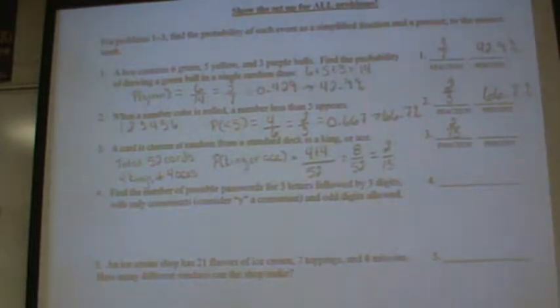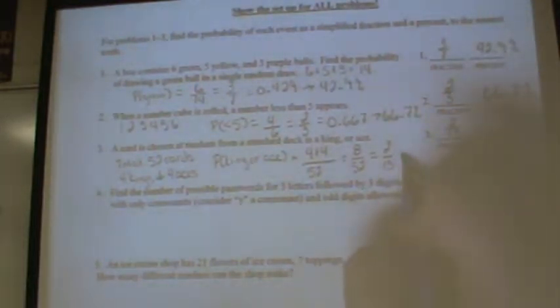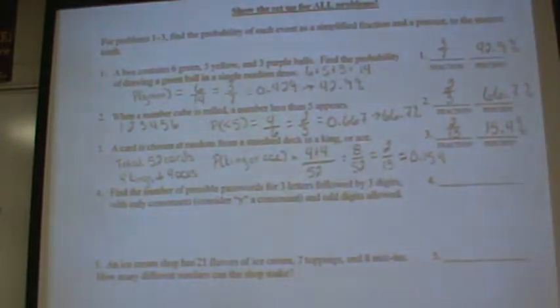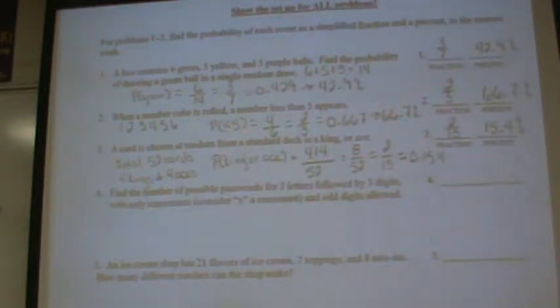And then again, to find the percent, you'll divide this out and you get 0.154, which translates to 15.4% when you multiply the decimal by 100. So those were probability problems.